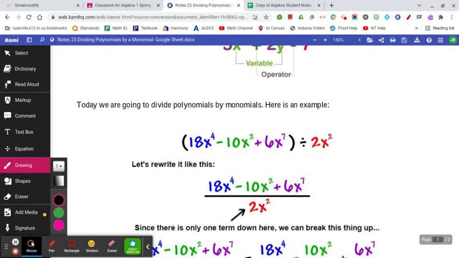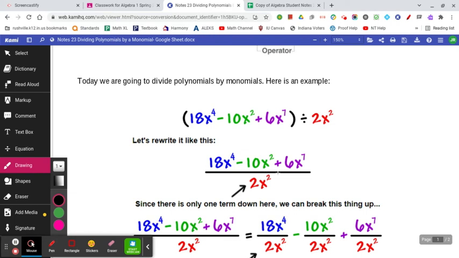For example, we have the polynomial, put in parentheses to group it together, saying this all goes together. We have a trinomial: 18x to the fourth minus 10x to the second plus 6x to the seventh. And we're dividing this all by 2x to the second power. Instead of writing it out horizontally, we can put our fraction bar, and notice that everything that was part of the polynomial, that trinomial, is up on top in the numerator, and we're dividing it all by this monomial, 2x to the second power.